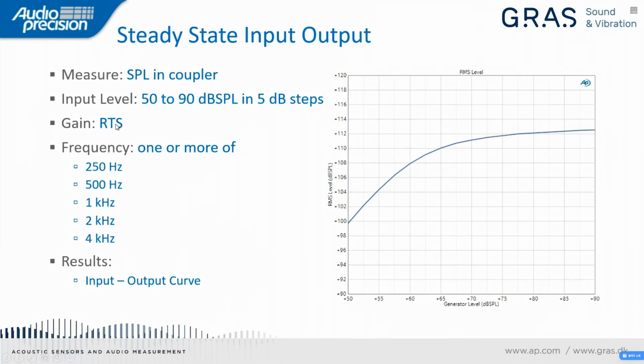The gain of the device is set to the reference test setting. In this case, we sweep the level of the sine wave from 50 to 90 dB SPL in 5 dB steps, and the result is this input-output curve. You can see in this example, the hearing aid is quite linear from 50 to about 57 dB, and then it starts to roll off. That's where the automatic gain control is kicking in.